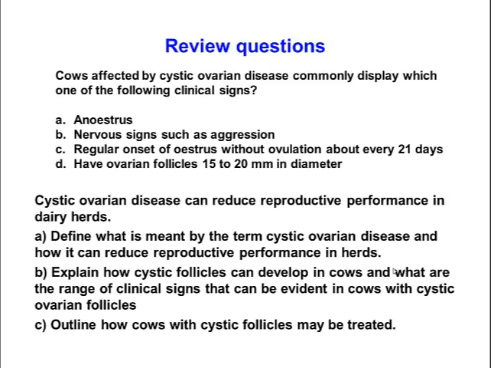How can cystic follicles be treated? Well, the main focus of our treatment is to provide an adequate stimulus for ovulation, and this can occur through administration of drugs such as GnRH, which induce an LH surge of normal magnitude, or we can administer drugs such as HCG, human chorionic gonadotrophin, which act like luteinizing hormone and would help to induce ovulation or luteinization of the follicle.